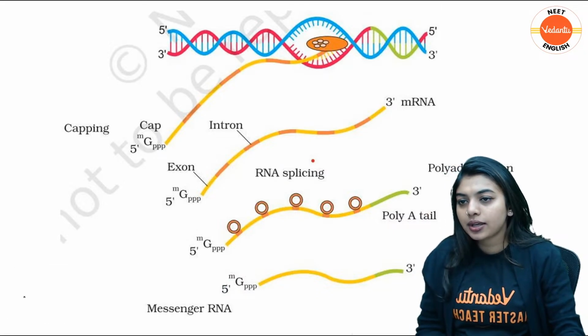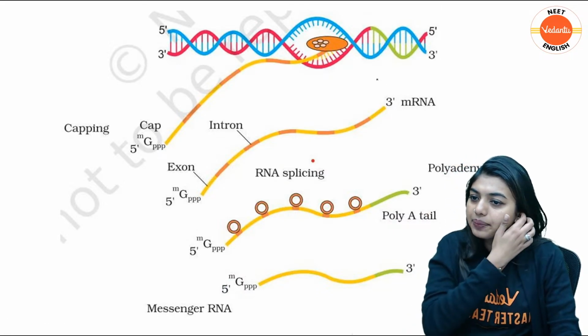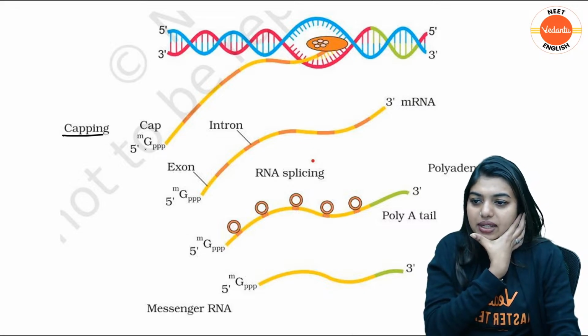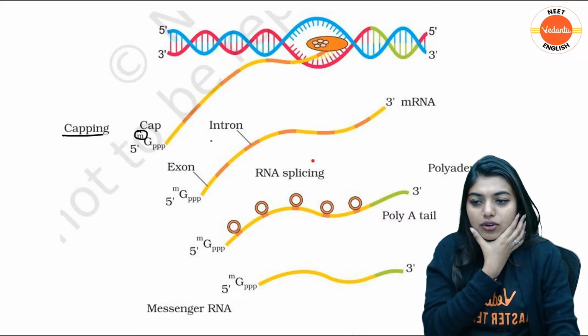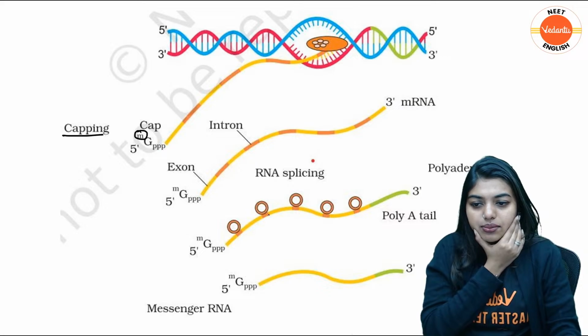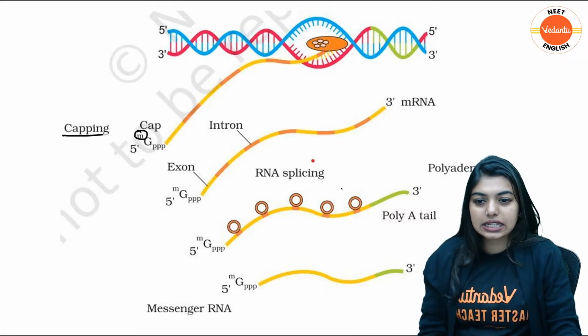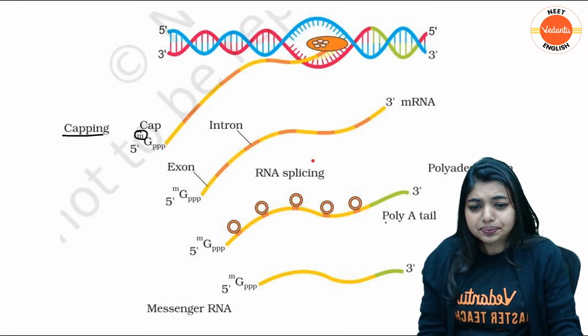If you look here, you can see there are strands of DNA. Then here you can see capping is done. This is methyl guanosine triphosphate. Introns are there. These introns will be removed with the help of RNA splicing, and the poly A tail.